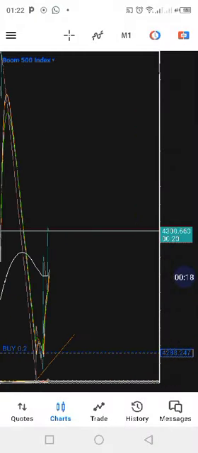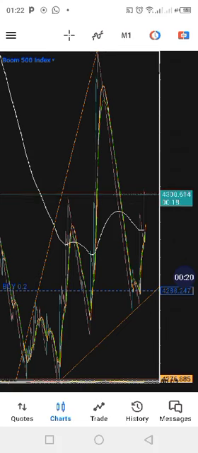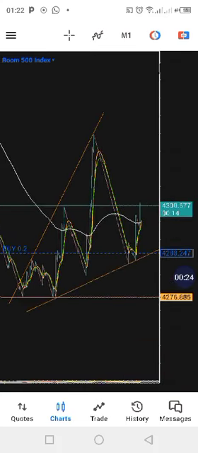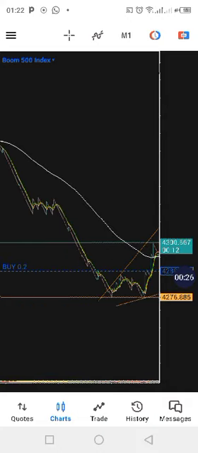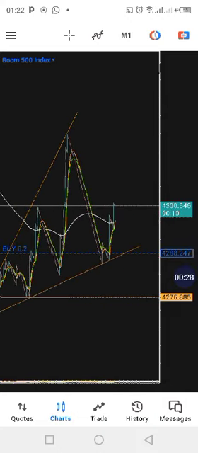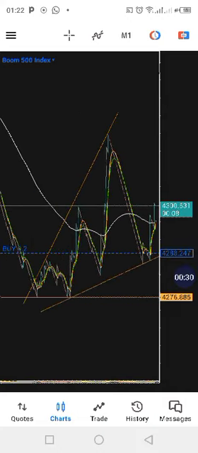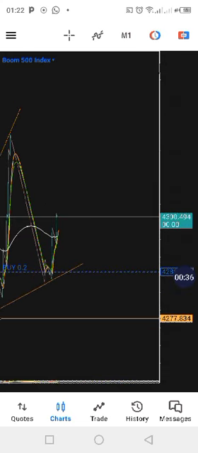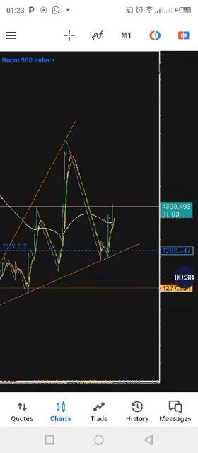And like I said the other time, I'm going to show us a video that will help to improve your trading career. So, let me just go straight to the point. This is a Boom 500 that we are trading on that Deriv account. This is Boom 500.